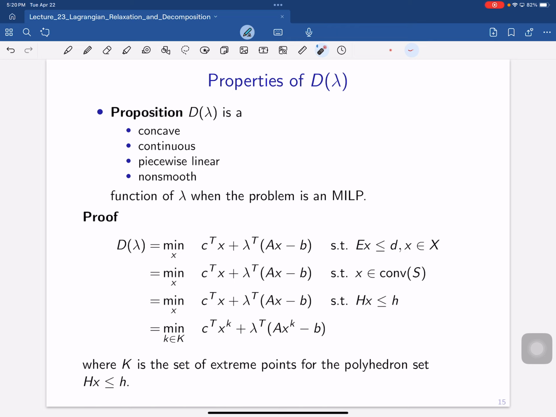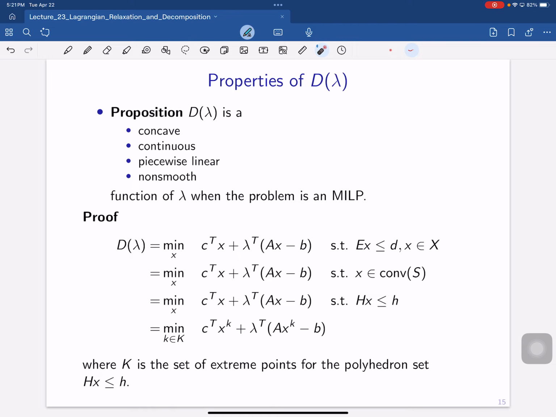So if you have the set of extreme points, then you can show that the d lambda have to satisfy these properties, right? Because essentially this operation is taking the minimization over a finite set of linear functions with respect to lambda. If you pick any of the extreme points, it is a linear function of lambda, and this d lambda function is the minimum over capital K number of linear functions, right?